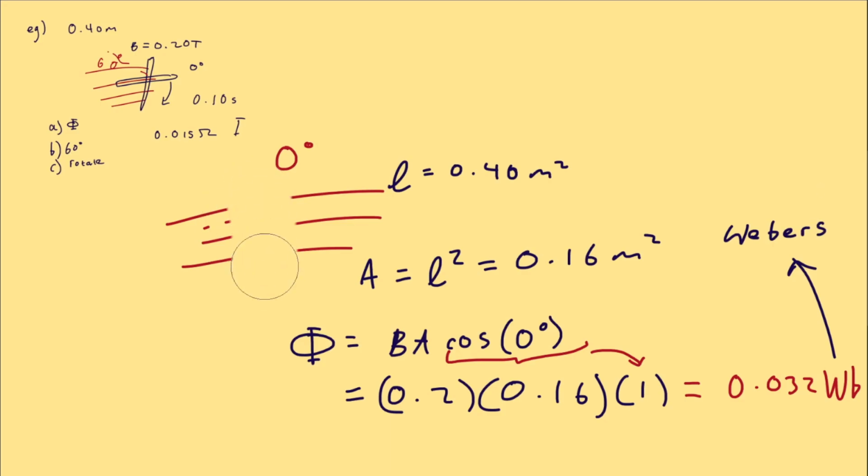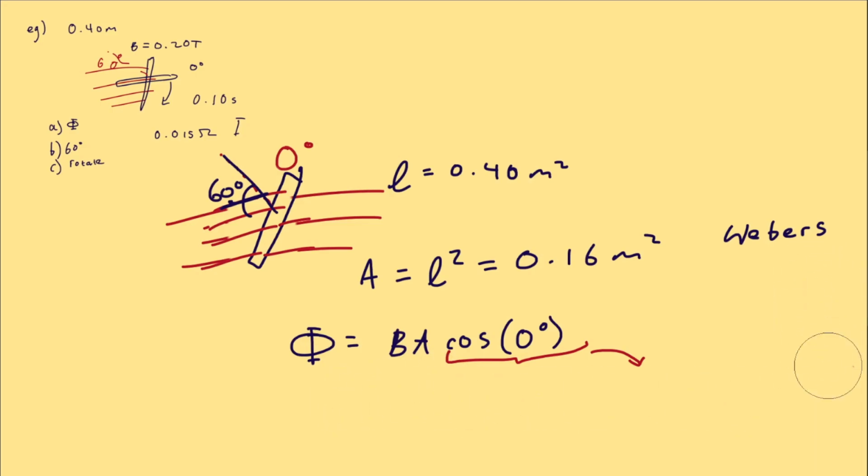Great. What about our flux when our square loop is angled like that? Now the normal, which is perpendicular to the surface, looks something like this, which means it's going to create an angle of 60 degrees with our field. So instead of cosine 0, it's now cosine 60. That's the only change. Everything else stays the same, and our answer is 0.016 Webers.